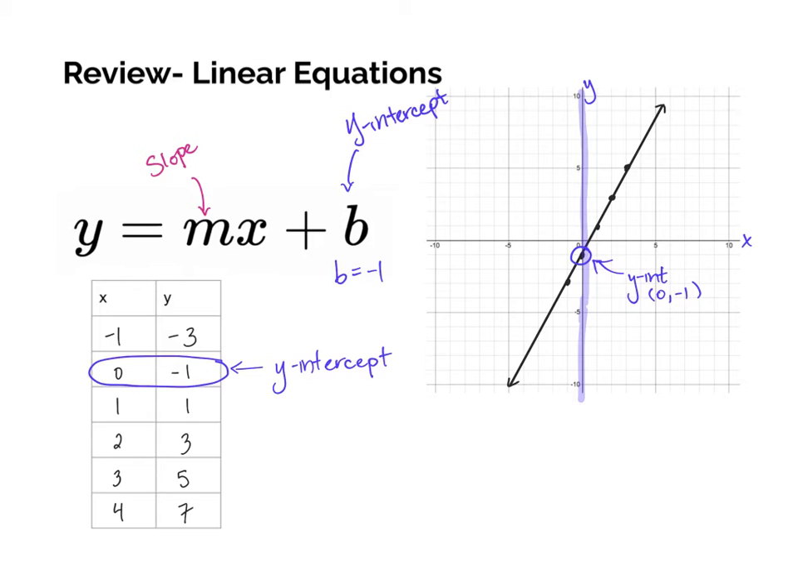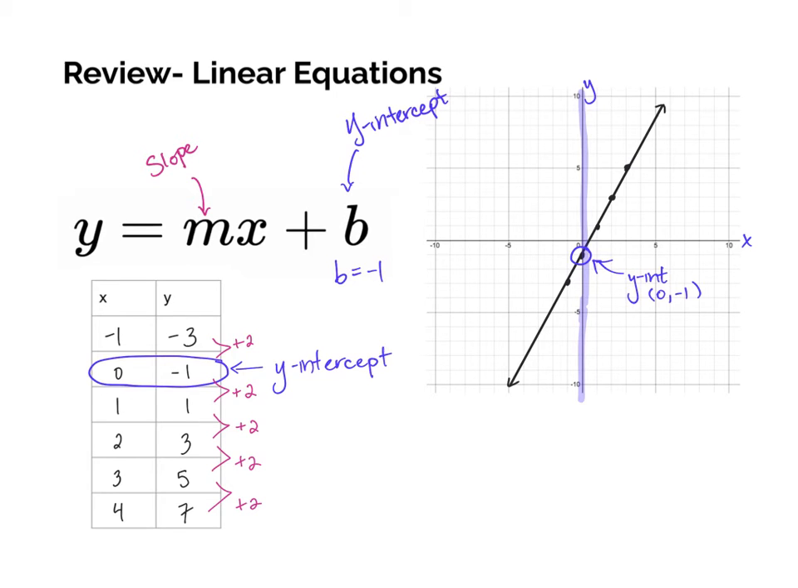The slope is the growth rate. So how much are our y values increasing or decreasing? And in this case, they are going up. From -3 to -1, we're adding 2. From -1 to +1, we're adding 2, adding 2, adding 2, and adding 2.